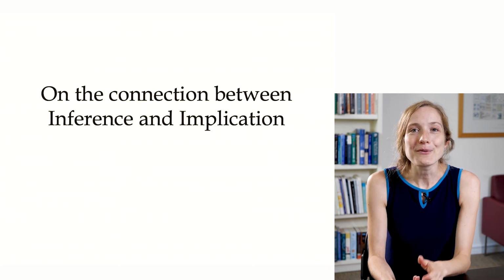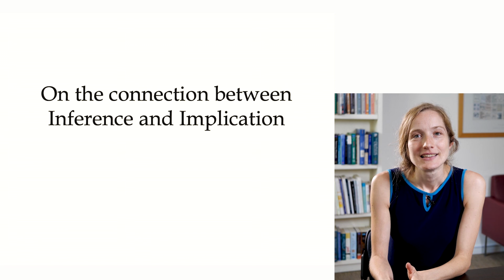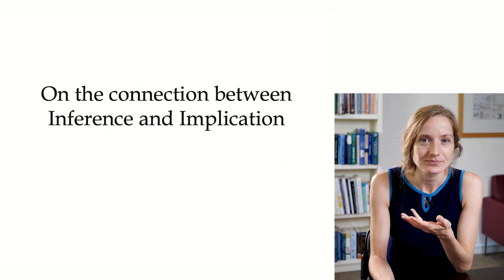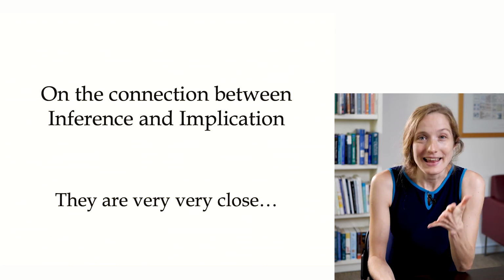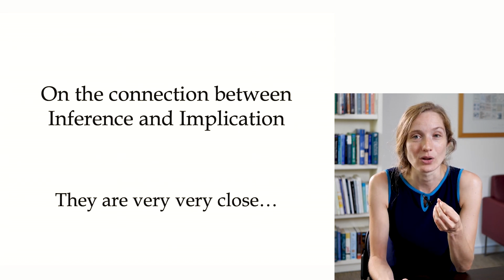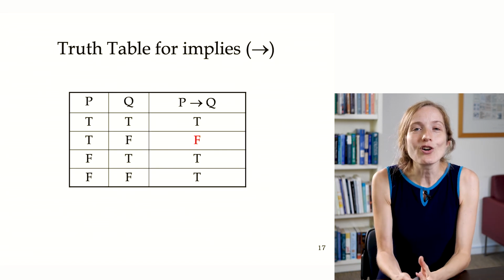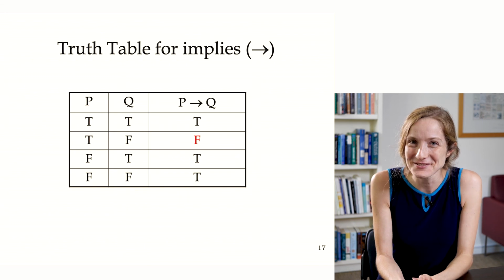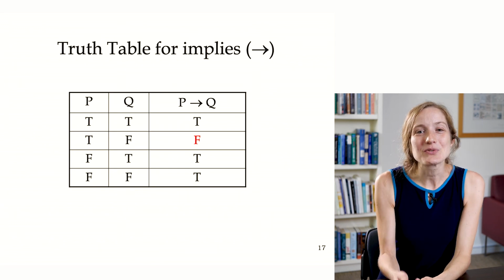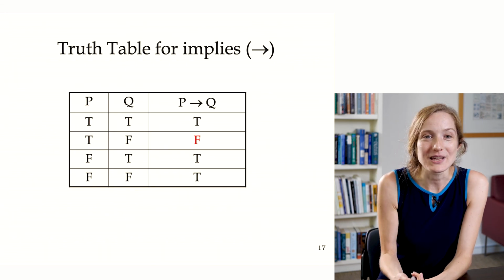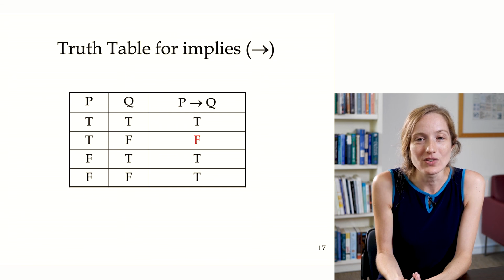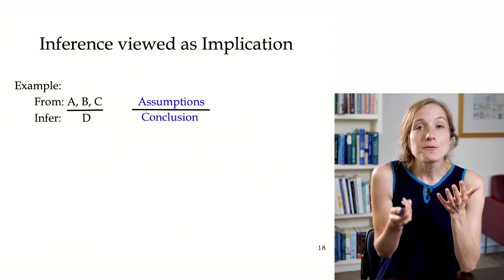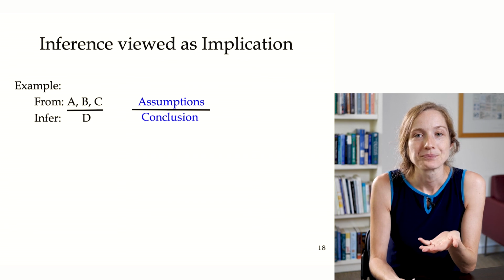I do want to have a bit of an aside here. Maybe you've noticed this seems kind of related to implication. And in effect, they are actually quite close. So recall the truth table for implication, which now you all know and love. Here this is false only if P is true and Q is false. And now let's go back to this inference rule viewed as an implication.